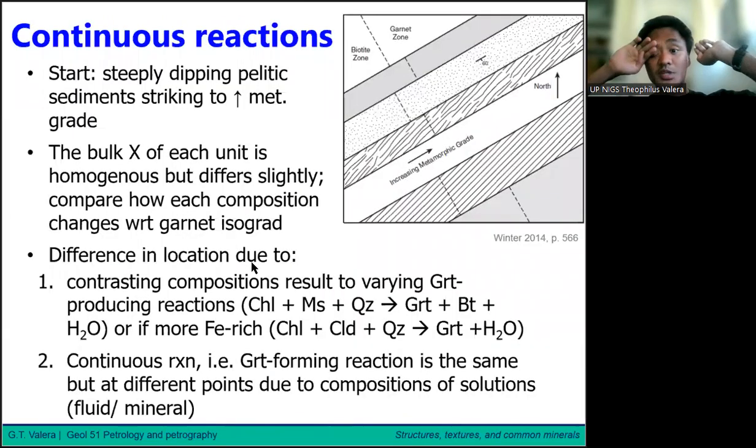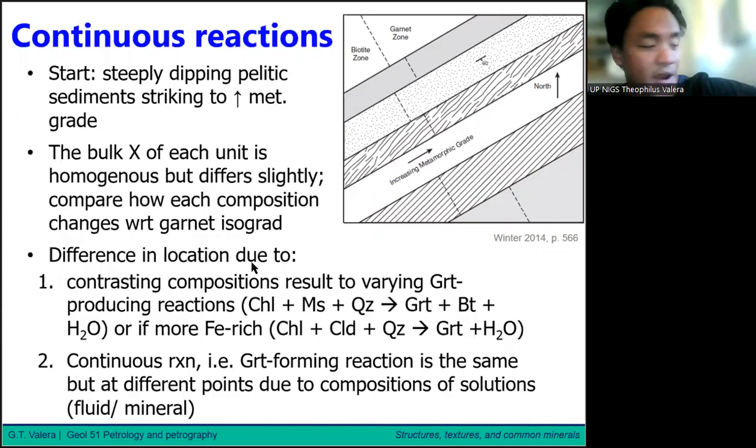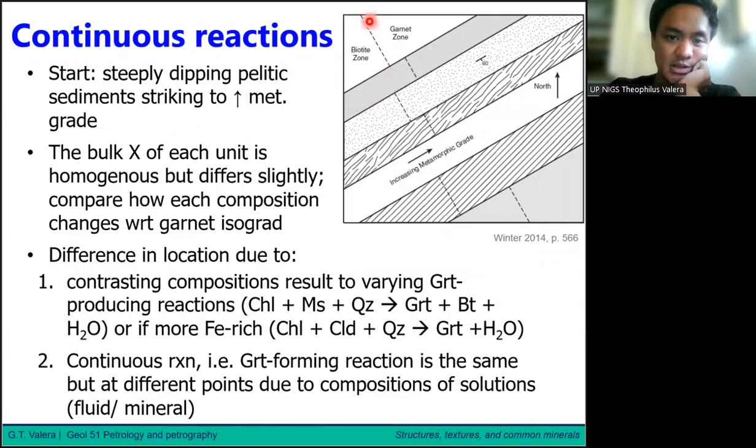So, continuous reactions and discontinuous reactions also play a role in other areas or other scenarios. So, for example, okay, continuous reactions. Let's take a look at this map. The dashed line here shows the garnet-in isograd, the biotite to garnet isograd. All of these are metapelites. And then, as you can see, the location of the dashed line varies. So the location of the isograd changes.